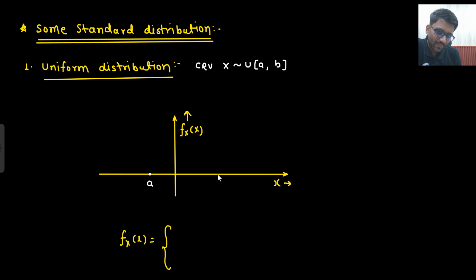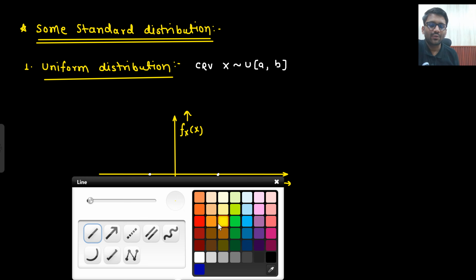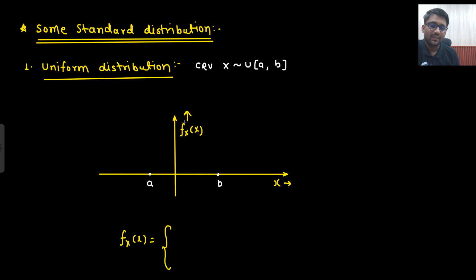X will take values from a to b, and in between a and b it will give you a constant value of the pdf. Your pdf will have a constant value at all points. Does that mean that the probability is the same at all points?